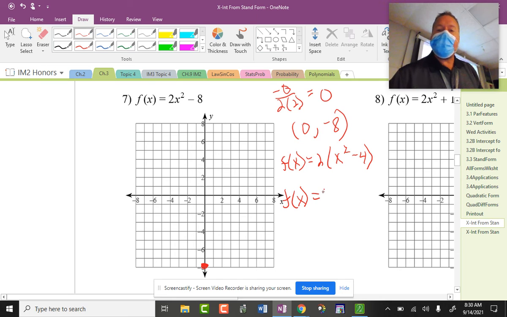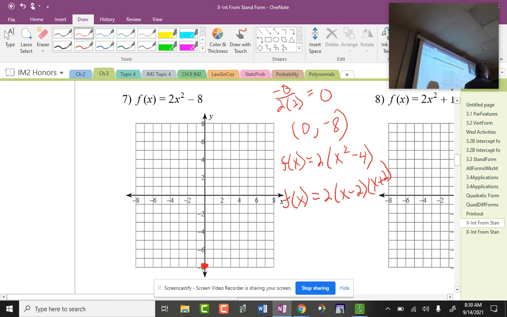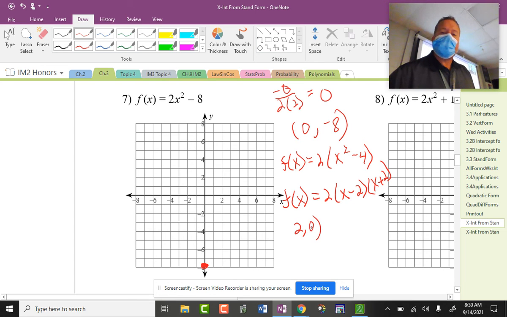All right, and if you can't factor that fast, that is on you. Good foiler, good factors. x times x is x squared, 2x and negative 2x, gone, no middle term. Negative 2 times 2, negative 4. What are the x-intercepts? For x minus 2, it's what? 2 comma 0.